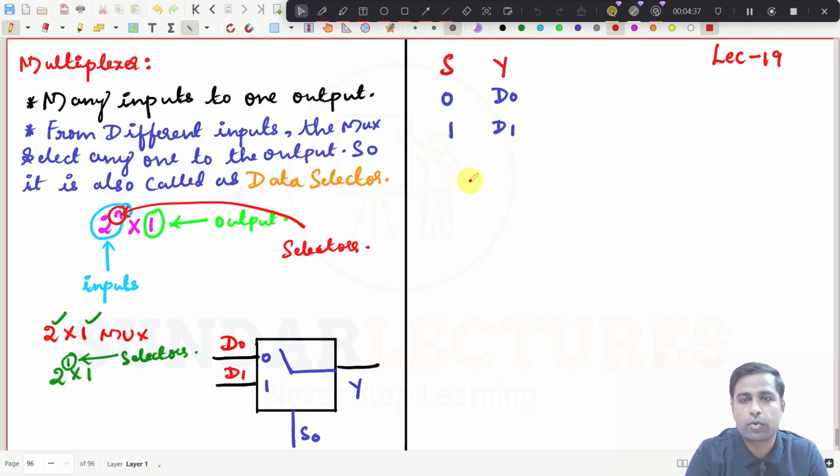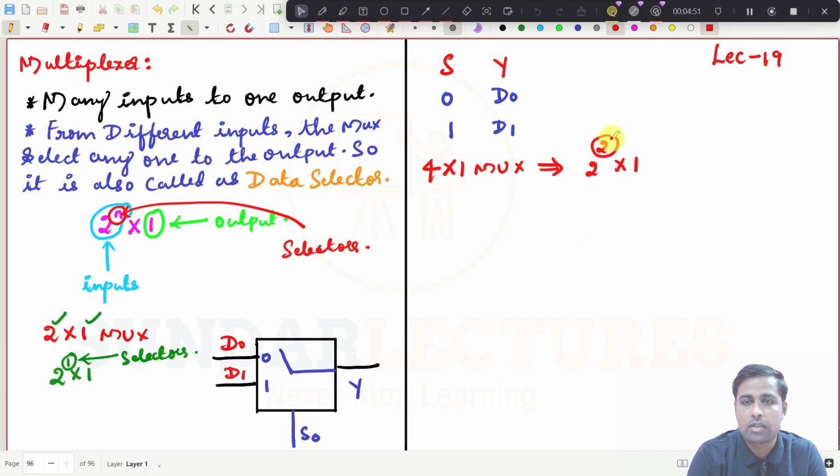Now I will take a 4 cross 1 mux. What does it actually mean? It is 2 power 2 cross 1. Am I right or wrong? So this exponent is the number of selector switches. How many selectors will you have now? Two selectors.